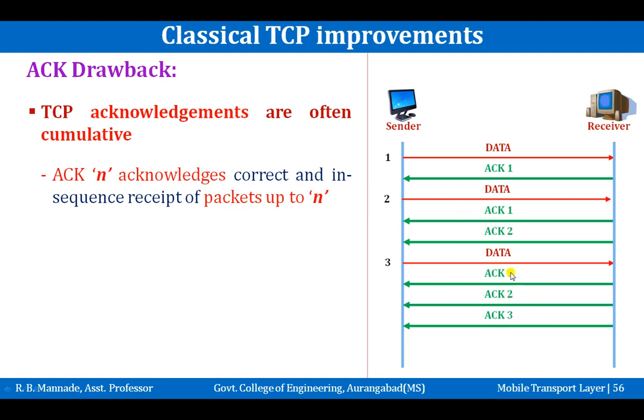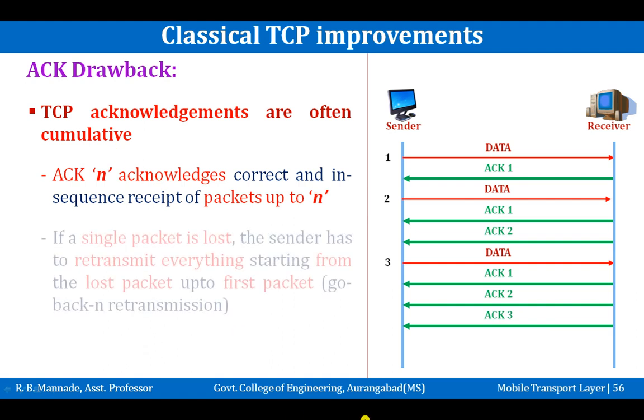These types of acknowledgements are called cumulative acknowledgements. It means that as the number of packets increases, the acknowledgements from the starting point up to that particular nth packet also increase in number. That is called cumulative acknowledgement, and TCP acknowledgements are often cumulative in nature.